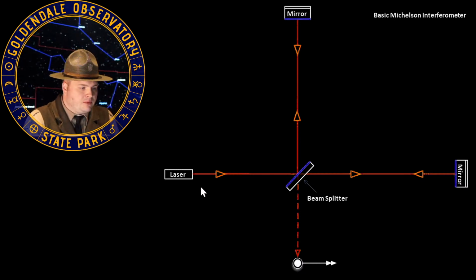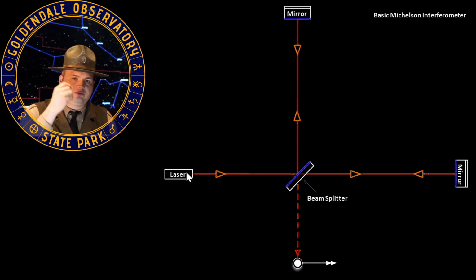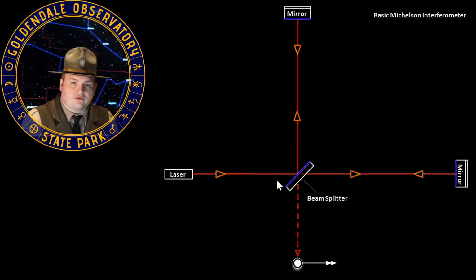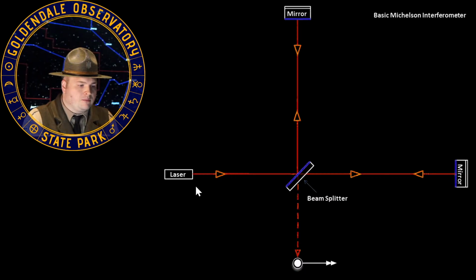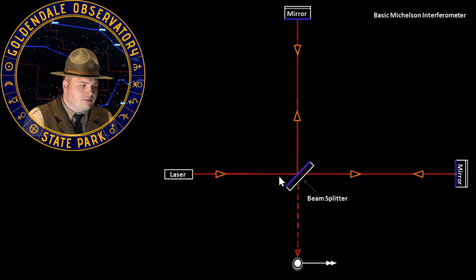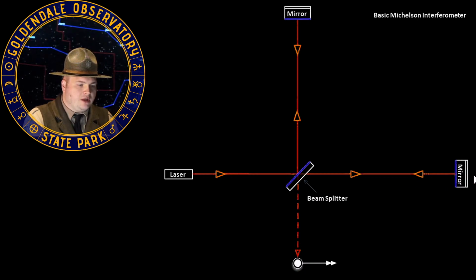You have a laser beam. Lasers are famous for shooting very specific wavelengths of light coherently. So the photons are all going the same direction. They all have the same frequency or wavelength. Those laser photons encounter a beam splitter, which is essentially a translucent mirror. Some of the light bounces off the mirror, and some of the light passes through the mirror. It strikes another mirror, in this case, comes back, bounces off the back side of the mirror, and hits a detector. Meanwhile, this laser light goes up, bounces off this mirror, bounces back, goes through the beam splitter, and again, hits the detector.